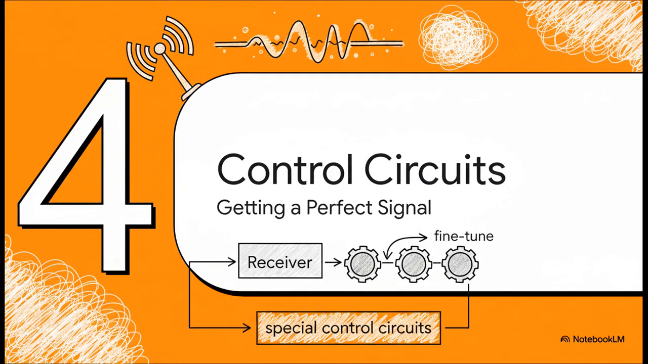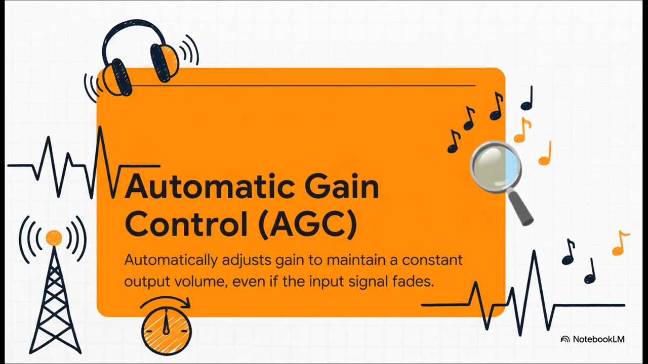So we've got a basic receiver now, but let's be real. Signals in the real world are messy. They fade in and out, there's static, there's noise. So to get a perfect signal, we need a couple of extra circuits to help us fine-tune everything. First on our list is something called automatic gain control, or AGC. Have you ever been listening to a faraway AM station in your car and the volume seems to get louder and softer? Well, without AGC, it would be 1,000 times worse.